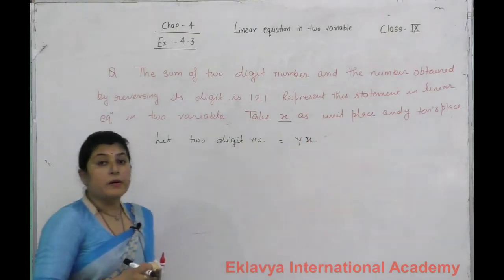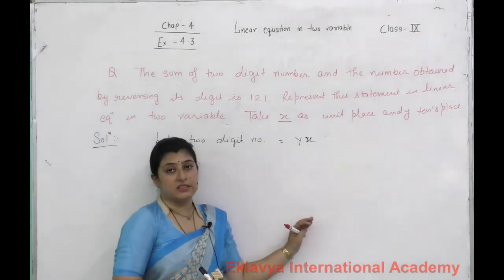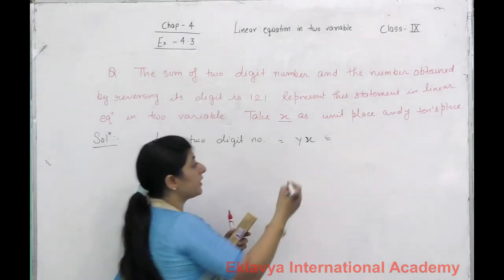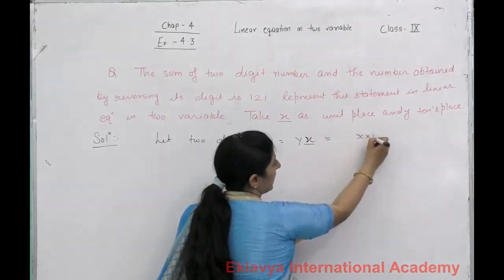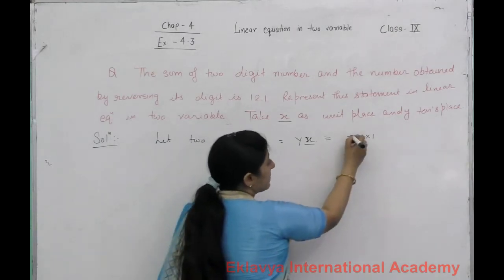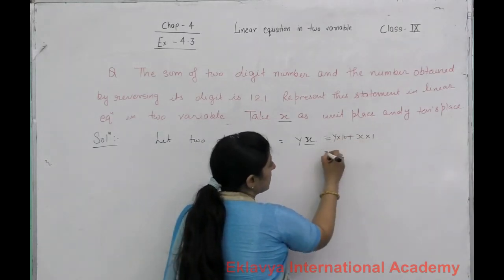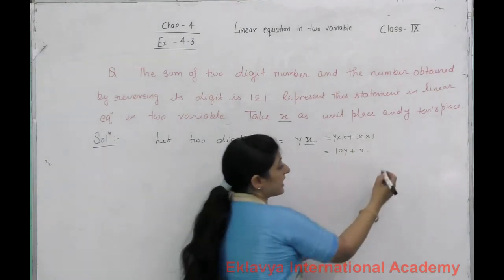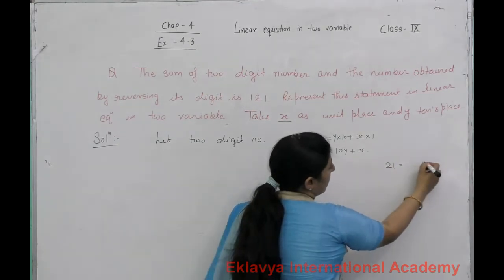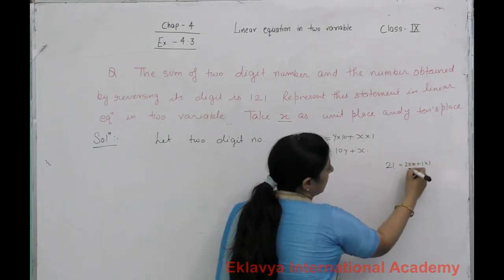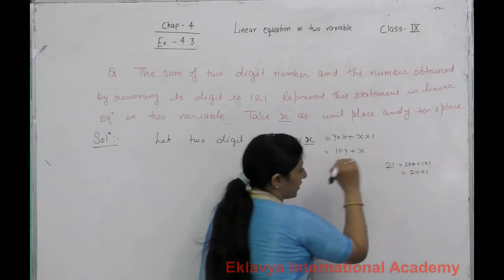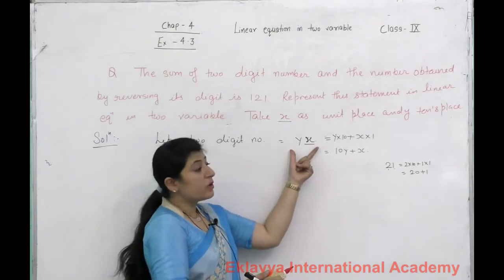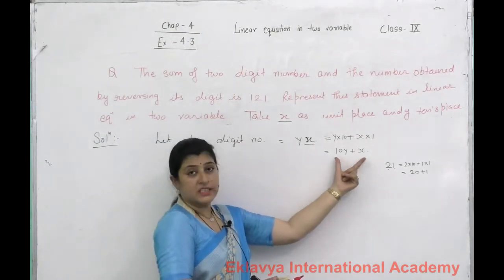But we don't use it directly like this; we want to convert it. How to convert? Unit place multiplied by unit, tens place multiplied by 10. Then the expression becomes 10y plus x. Easily you can see, if I write 21, then 1 into 1 plus 2 into 10, that is 20 plus 1. This is also equal to it. So we can write a two digit number as 10y plus x.